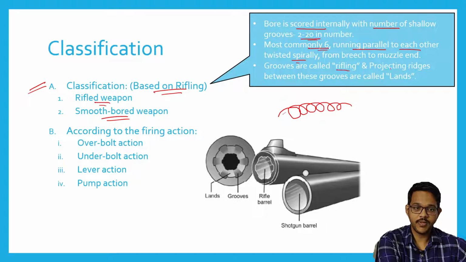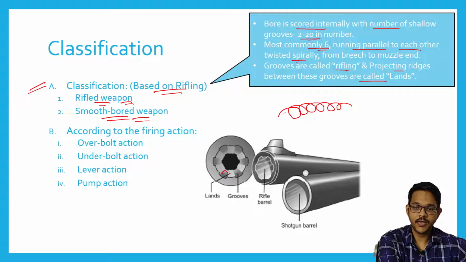The grooves are called rifling, and the projecting ridges between the grooves are called lands. So these projecting ridges are called lands, and depressed parts are called grooves. This helps mainly the projectile to have a gyroscopic effect as it comes out. If rifling is present, those are called rifled weapons. If there is no rifling, those are called smoothbore weapons.